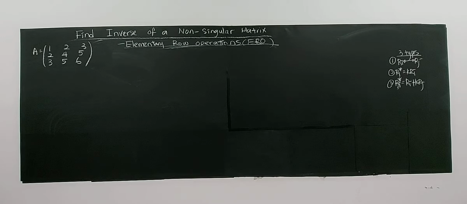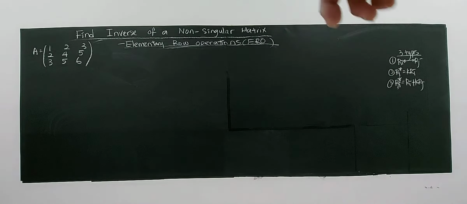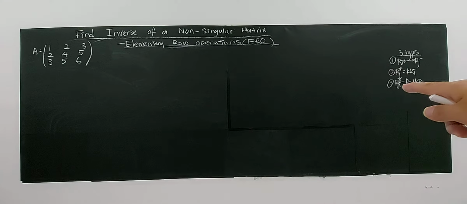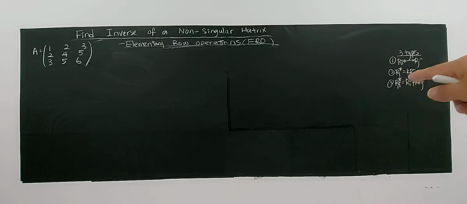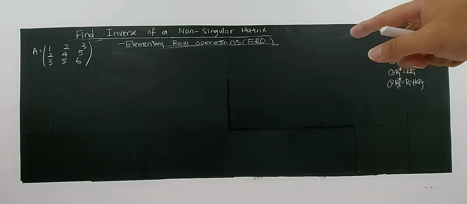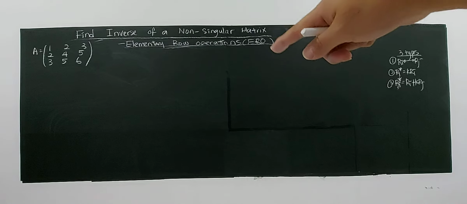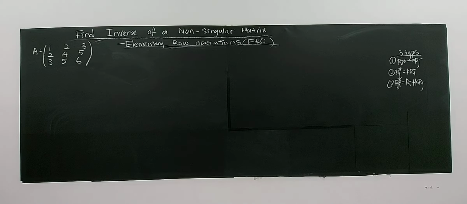Okay, in this video, I'm going to talk about finding the inverse of a non-singular matrix by using the elementary row operations. ERO is the short form for elementary row operation. In the previous video, I already taught you the three types of operation. Before watching this video, you have to watch the video where I introduced these three operations, right? Also, before this video, I introduced how to use the adjoint matrix to find the inverse. So this elementary row operation is another method to find the inverse of the matrix.